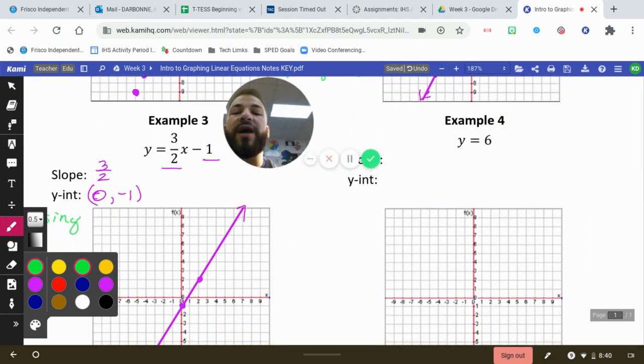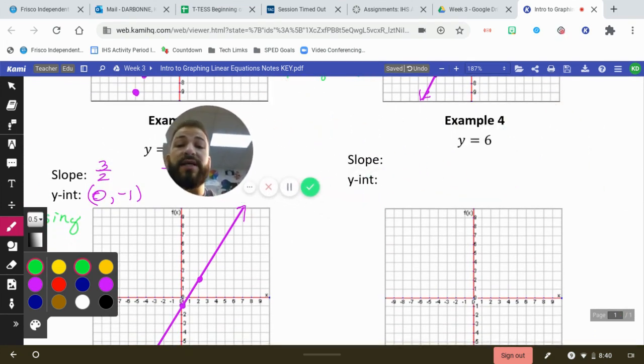Last but not least, we have example 4. We have y is equal to 6. This one's a little bit different, but let's talk about it. Our slope: do we have a number in front of x right now? No. We don't have a number in front of x, so our slope would be equal to 0. My y-intercept: y is equal to 6, so my y-intercept is (0, 6).